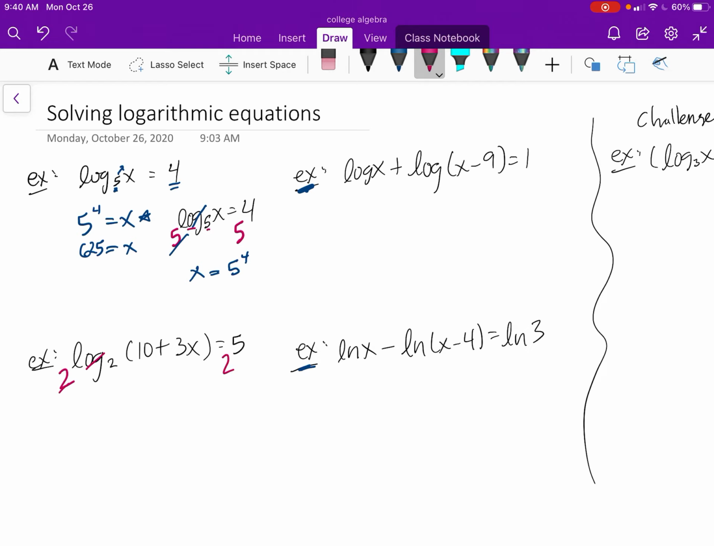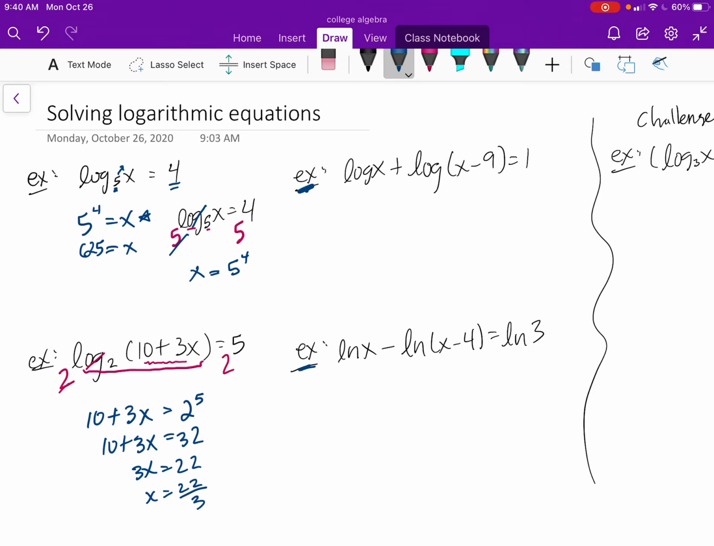Again, we can do that because I have one term here. Even though it's a bunch of stuff in the parentheses, it's just one logarithm. So the 2 and log base 2 cancel, and we get 10 plus 3x equals 2 to the 5th, and 2 to the 5th is 32. Okay, subtract 10 and divide. This is our exact answer.